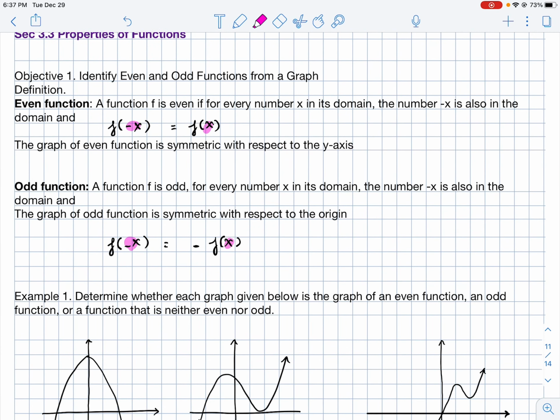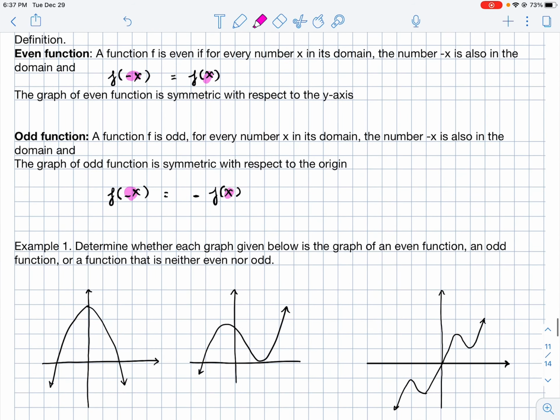The function is odd if you input opposite inputs and you get outputs that are opposite. Then you say the function f is an odd function. The graph of an even function is symmetric with respect to the y-axis. The graph of an odd function is symmetric with respect to the origin.